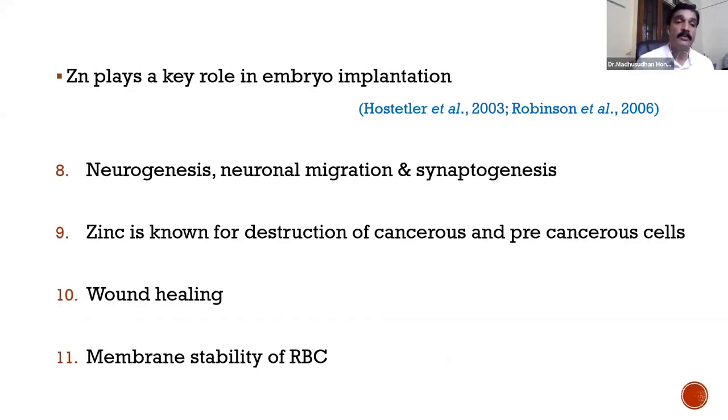And zinc has a role in neurogenesis, neuronal migrations, synaptogenesis. Zinc is known for destruction of cancerous and precancerous cells. It is involved in healing of the wound. And we use the powder which has zinc. Whenever we are hurt and if there is a bleeding or wound, we use the zinc powder because it has a role in healing.